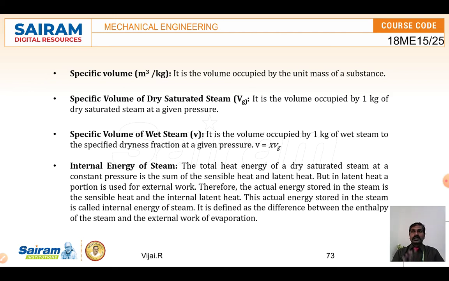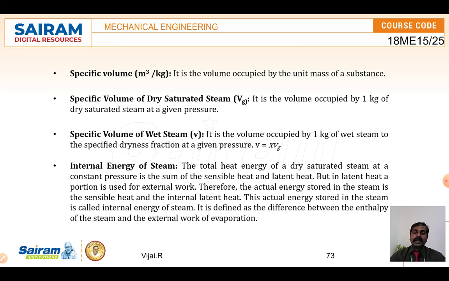Wet steam means x is from 0 to 1. So at any value of x, the volume is different. So V is equal to x into Vg. It depends upon the dryness fraction. As the dryness fraction increases, the volume is going to be different.